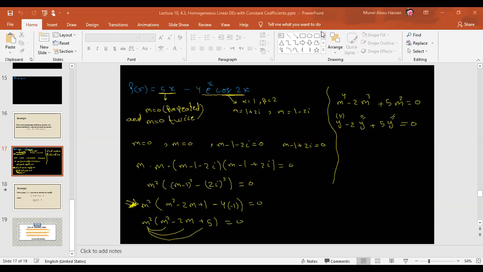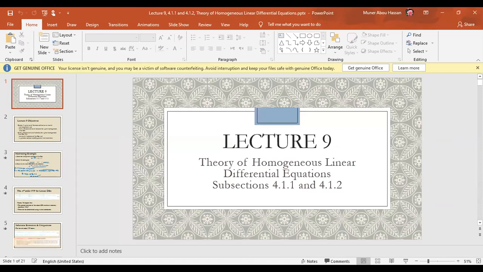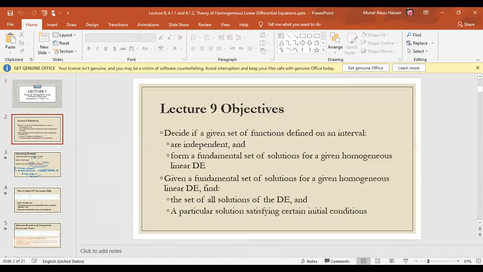Other student? Welcome, Abdulrahman. Other students, do you have any question? Yes, Doctor, I wanted to ask about lecture 9, something in linear independence. Yes, I'm going to share number 9. This number 9. Yes, Rahman. Which slide? 13.